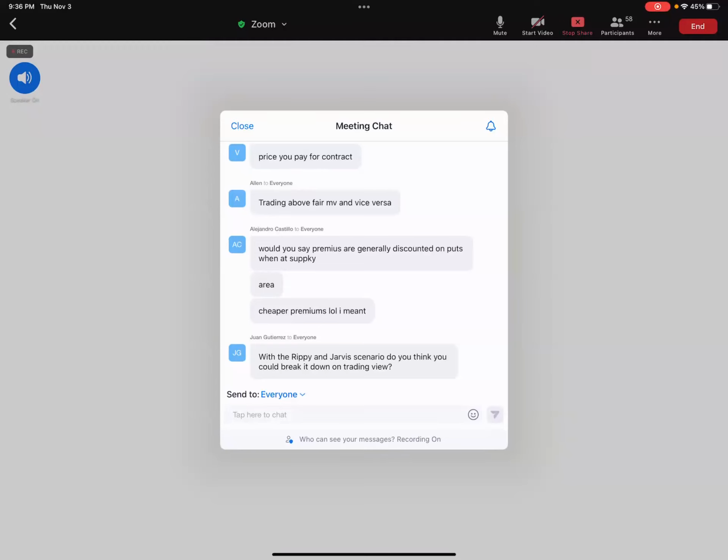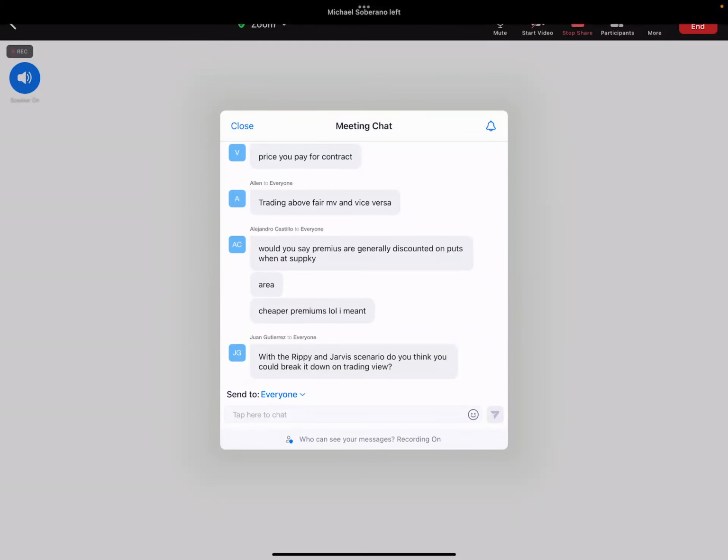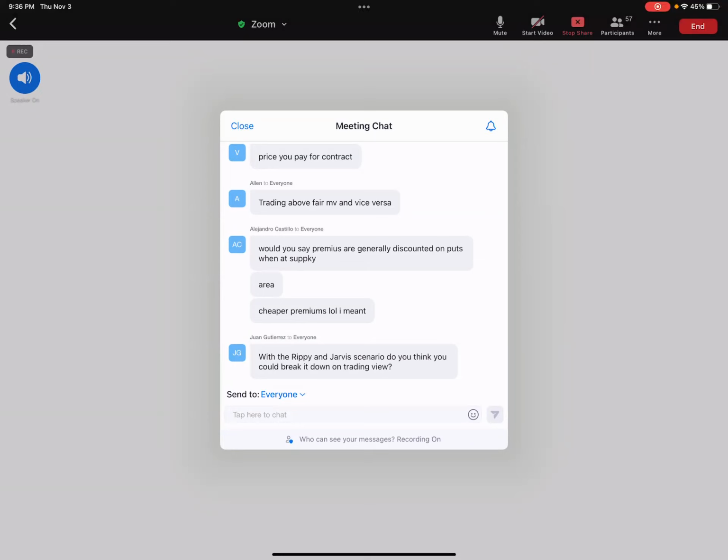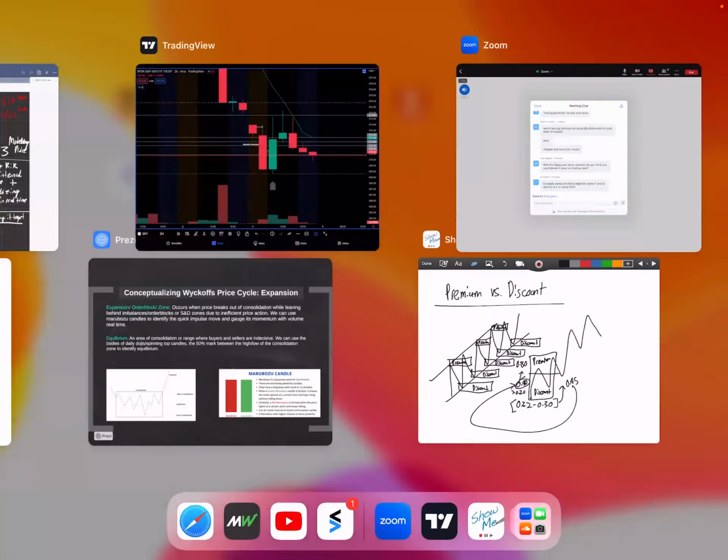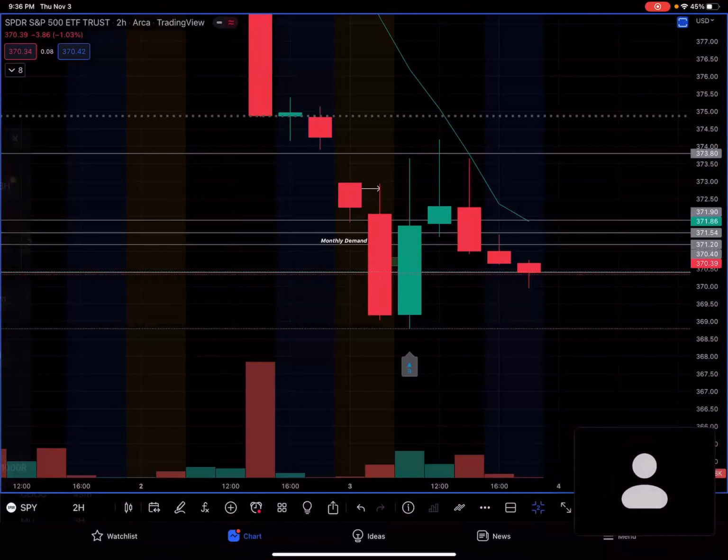Yeah, exactly. So with puts, you want to try to buy in at the most extreme supply. With the Rippey and Jarvis scenario, do you think you could break it down on TradingView? Yes, absolutely.